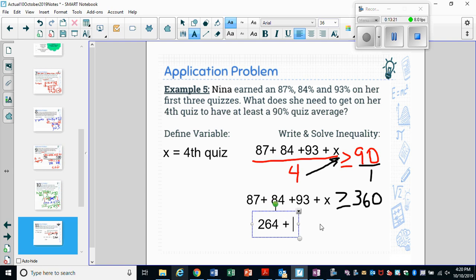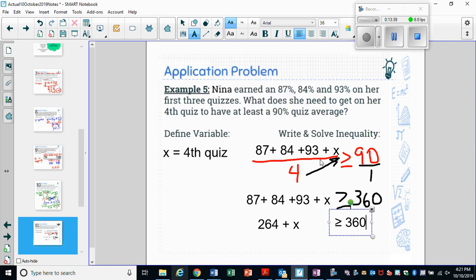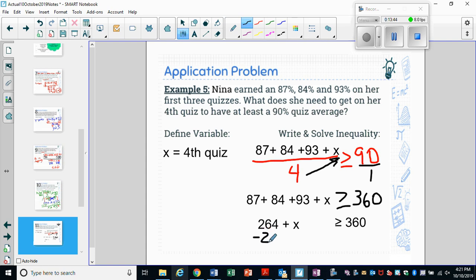So 264 plus x is greater than or equal to 360. And then the last step, subtract 264 from both sides. The result will be x is greater than or equal to 96.